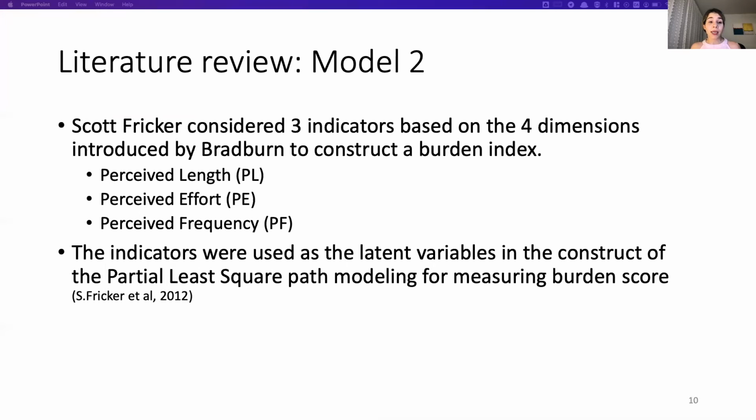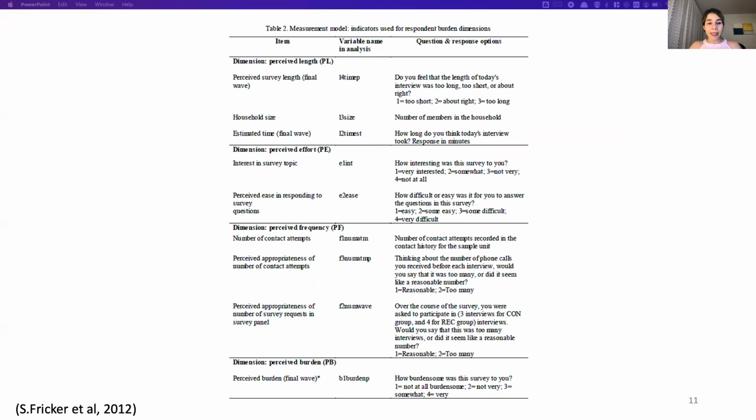The second one was built based on the previous study by considering three indicators to construct a burden index, namely perceived length, perceived effort, and perceived frequency. And these indicators were then implemented as latent variables in a partial least squares path modeling to measure a burden score. To do that, some questions were asked at the end of the survey regarding the perceived length, like how the respondent felt about the length of the survey, how many members exist in the household, and then some questions regarding how interesting and how easy or difficult the survey was, and a very direct question asking how burdensome this survey was at the end.